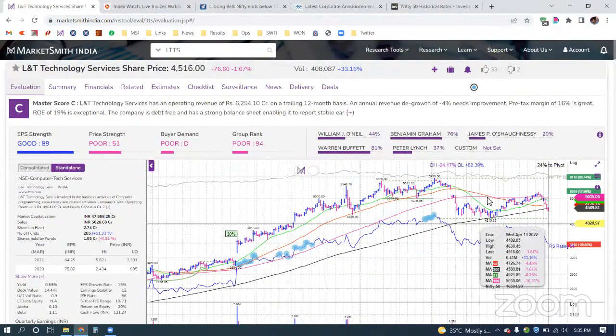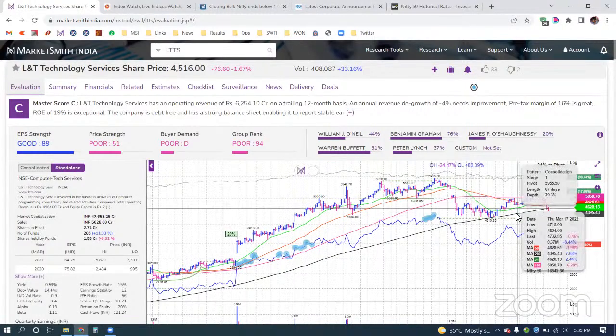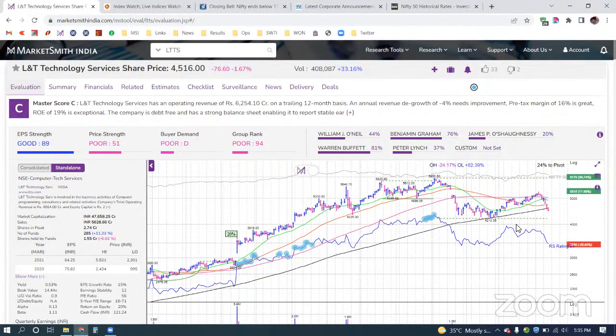So initiating fresh positions is not advisable at this particular point. If the stock breaks out from this base pattern, we might consider it for addition. By that time the RS line will also trend higher and the RS rating will improve.